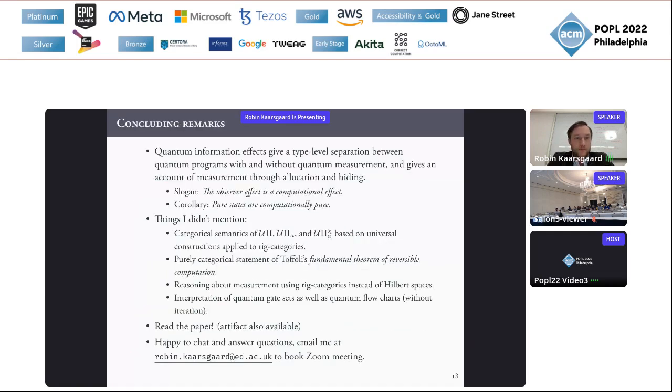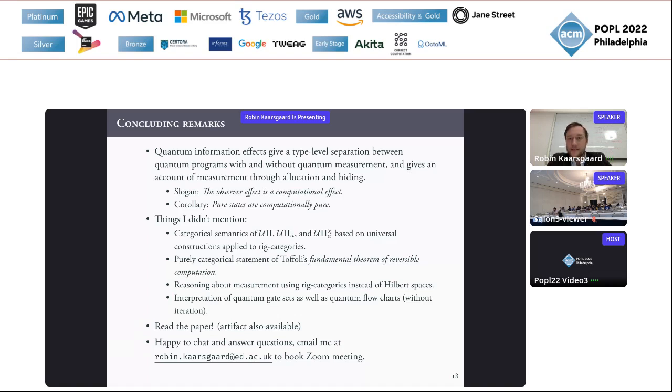So in conclusion, with quantum information effects, we can give a type level separation between quantum programs which measure their inputs and ones which do not. And we can actually also give an account of measurement and decoherence through these two quantum information effects of allocation and hiding. And it does indeed turn out to be the case, in this framework, that the observer effect is a computational effect and that pure states are computationally pure. So if nothing else, this is a very pleasing confluence of terminology from physics and computation.